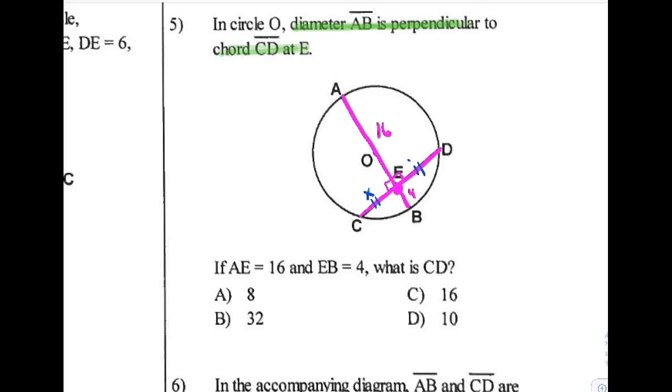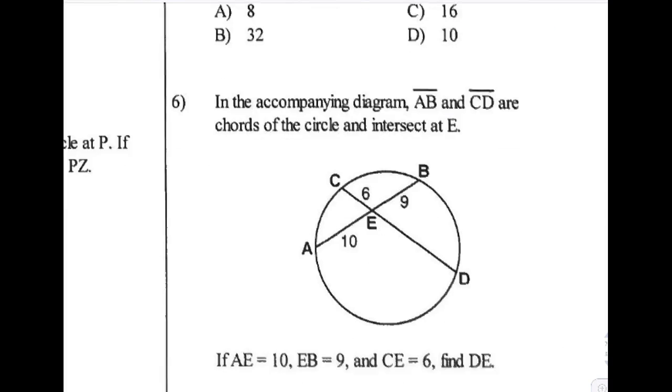If we call that x and this is x, then they're the same. So it's x times x equals 16 times 4. Take it from there. And it's all because of the word perpendicular, making those two parts of the chords equal.